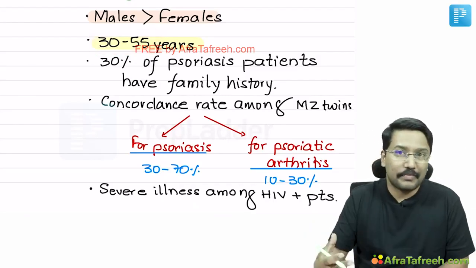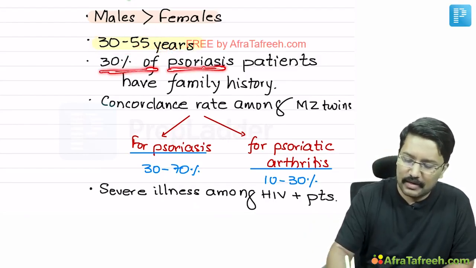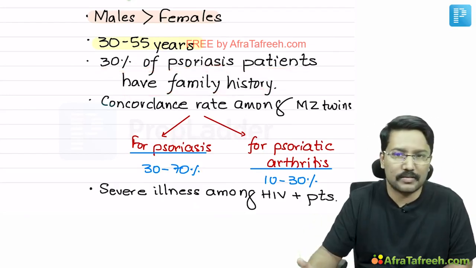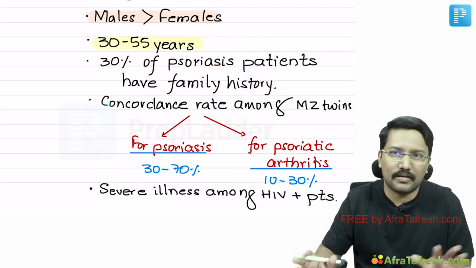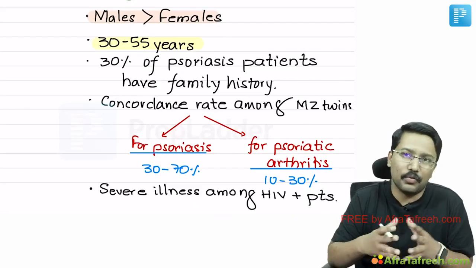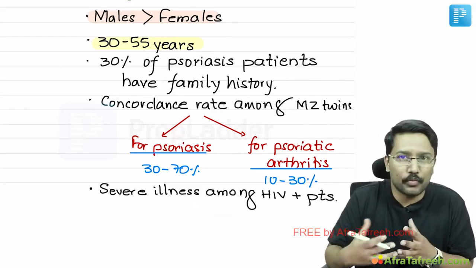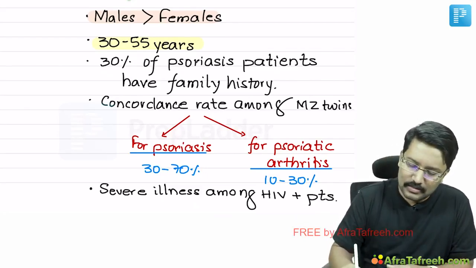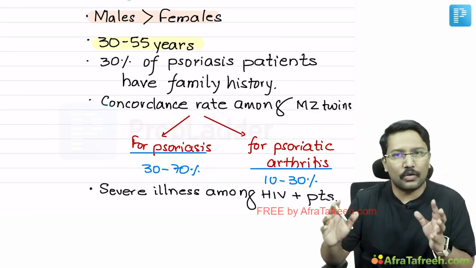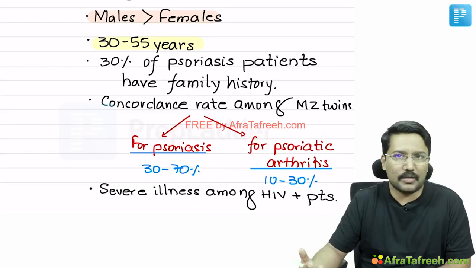And if you look at their family history, 30% of the patients of psoriasis generally have a family history, a first or second degree family member who is also suffering from psoriasis. I'm talking about psoriasis per se, not psoriatic arthritis. So roughly 1/3 of the patients have a family member who is also suffering from psoriasis. And if you look at the concordance rate among monozygotic twins, for psoriasis, the concordance rate is quite high, 30 to 70%. The concordance rate is relatively low in case of psoriatic arthritis, ranging around 10 to 30%.